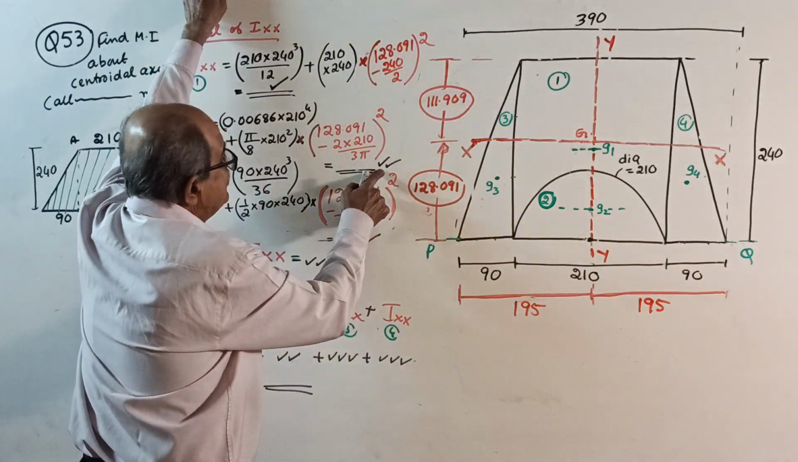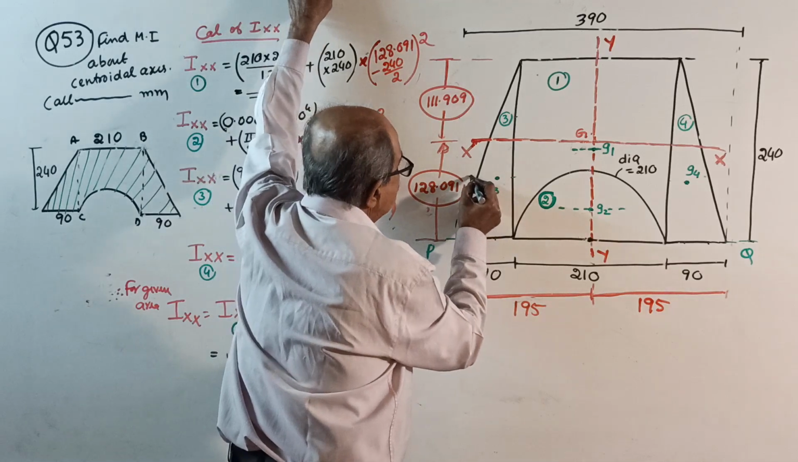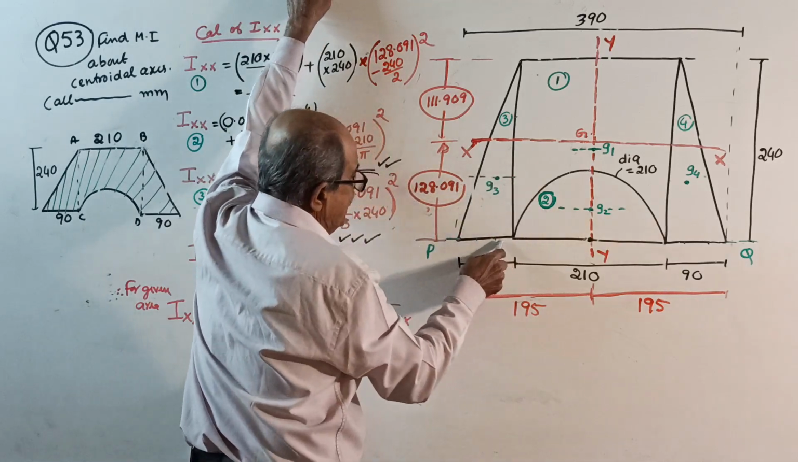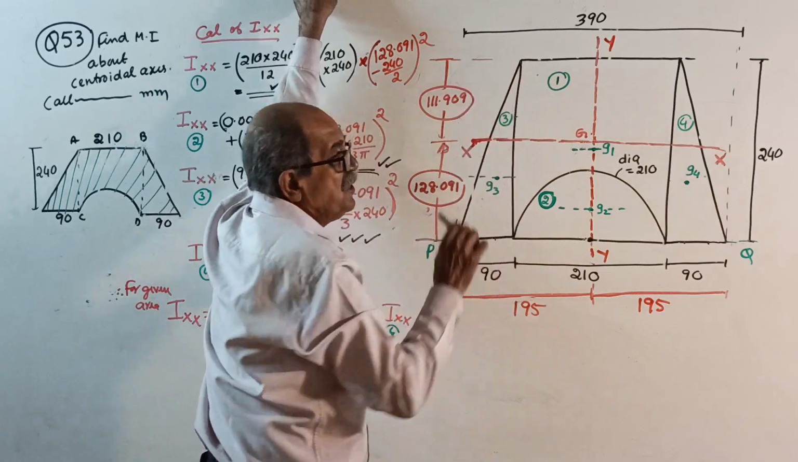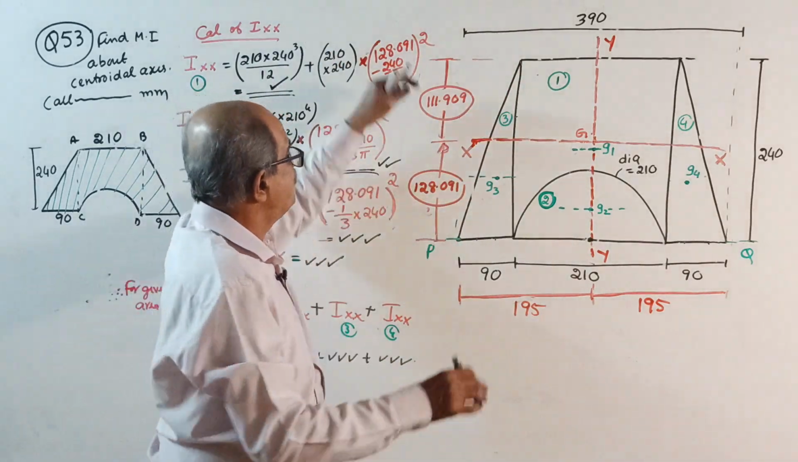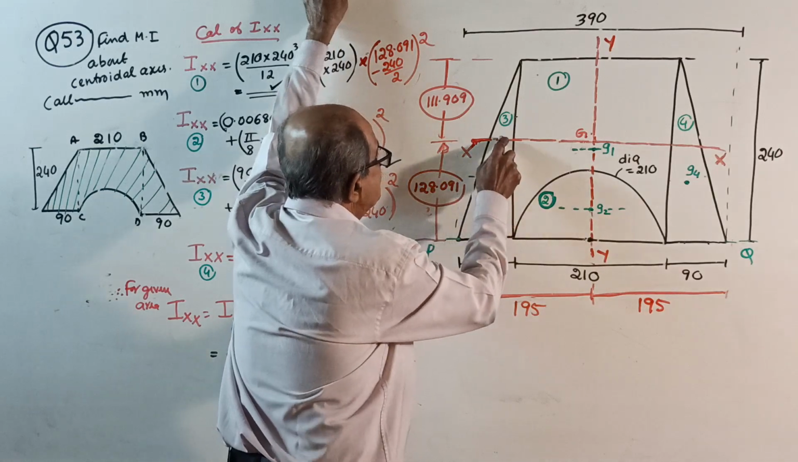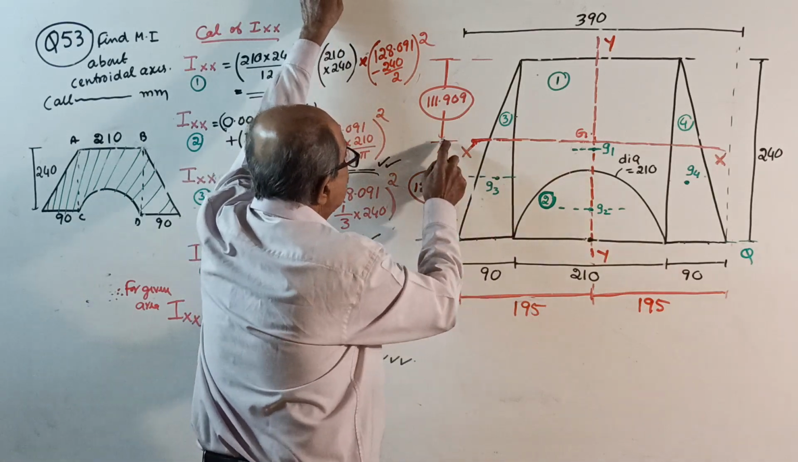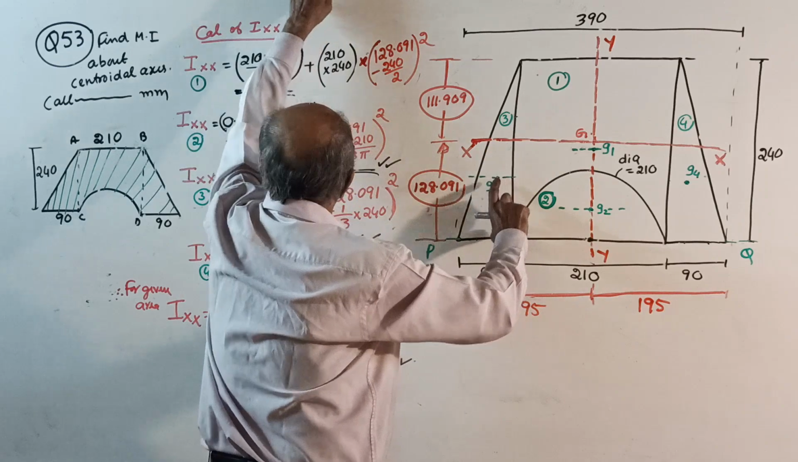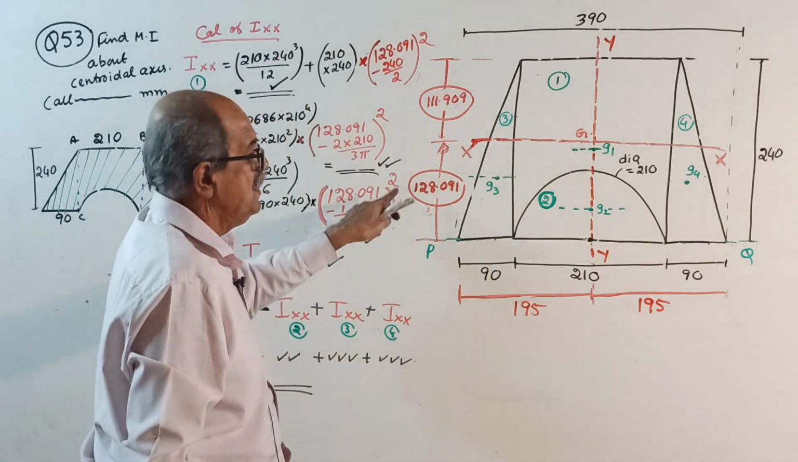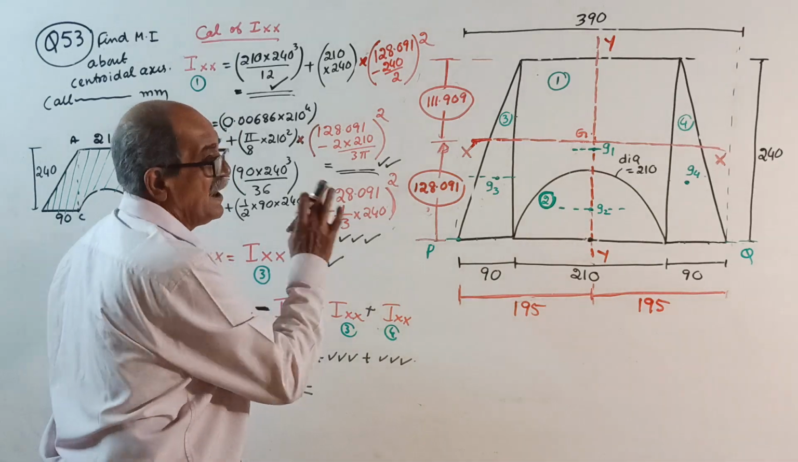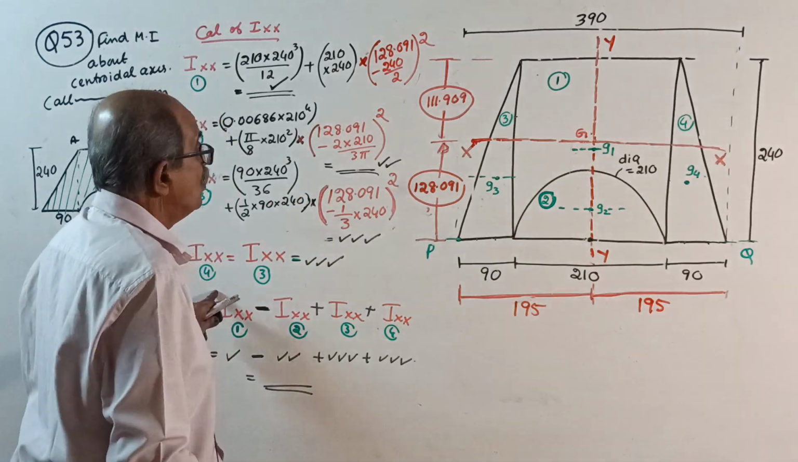Okay, then triangle, right? Let it be double right. See, answer. I about its own centroidal axis: 90 into 240 cube by 36 plus area into this distance square, which is 128.091 minus this distance, 1 by 3 of 240, whole square. Let it be triple right. Okay. Now, don't waste time.